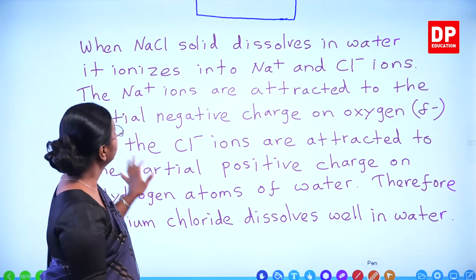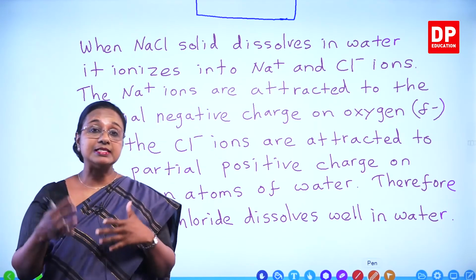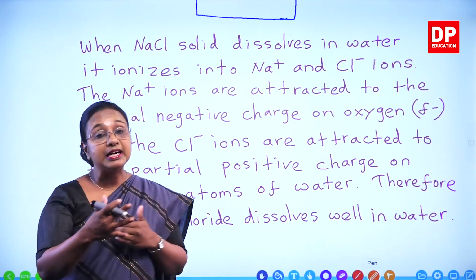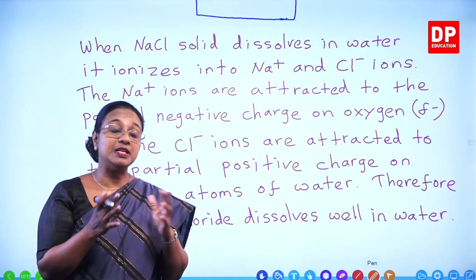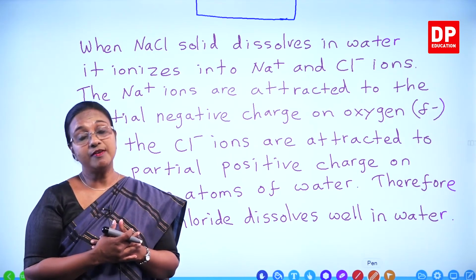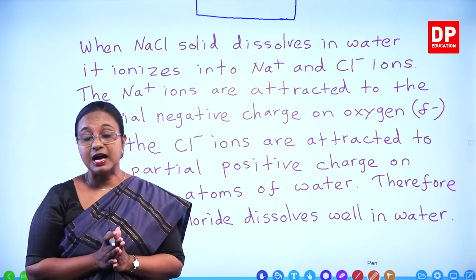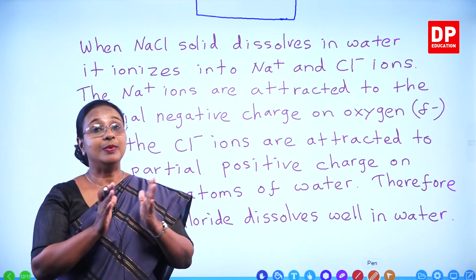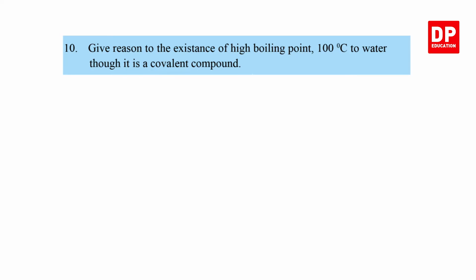Is that okay? So, when we say dissolving and ionizing, because there is an interaction or attraction between the opposite charges, it is able to dissolve well. So, I am sure you also can write a similar answer like this. With that, I will move on to the next question, that is question number 10. The last question given in your textbook.